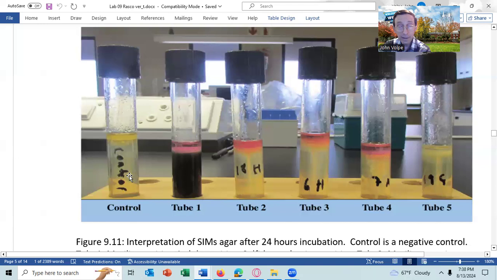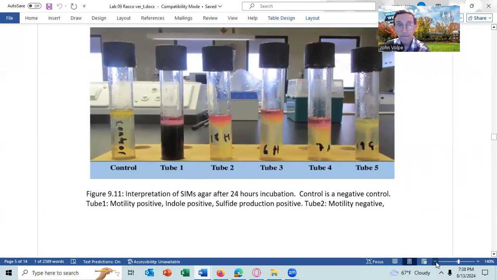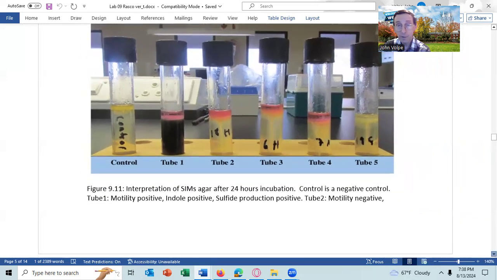And then SIM test stands for sulfur test, indole test, and then motility test. That's what the SIM stands for. Any question there? So 3 tests being run at once.